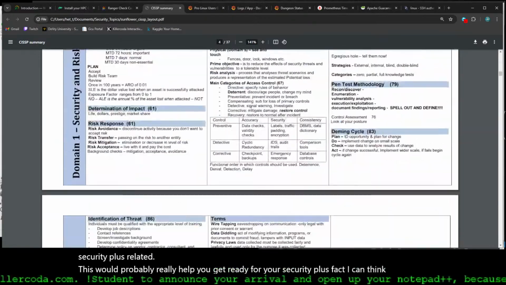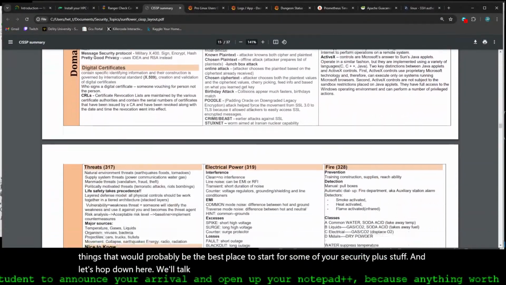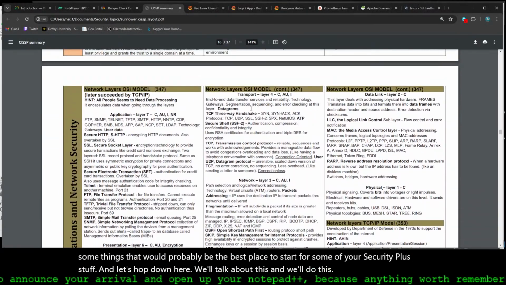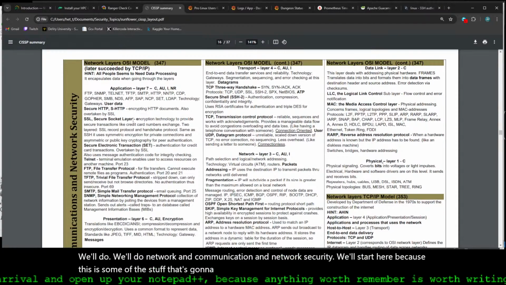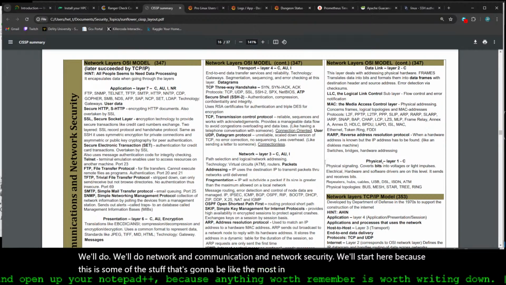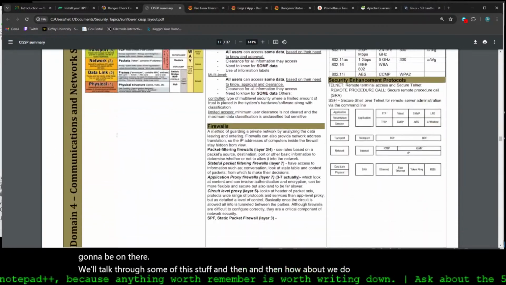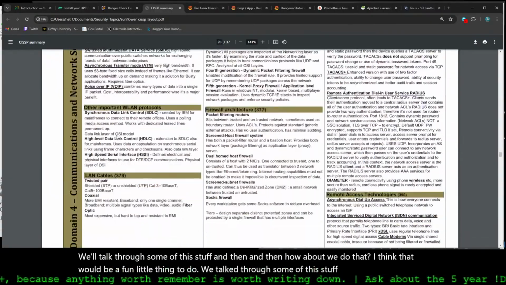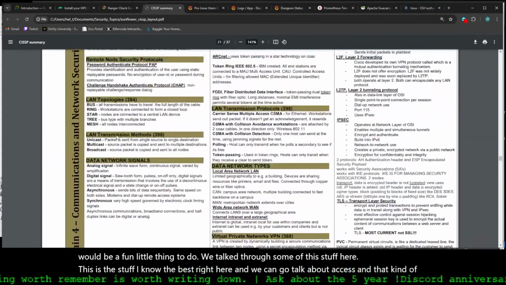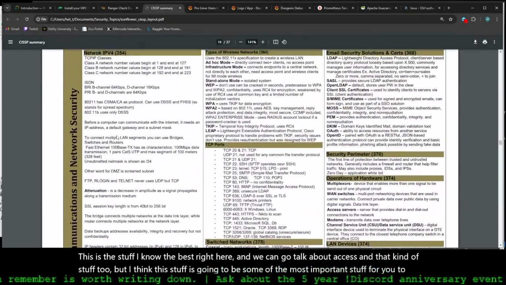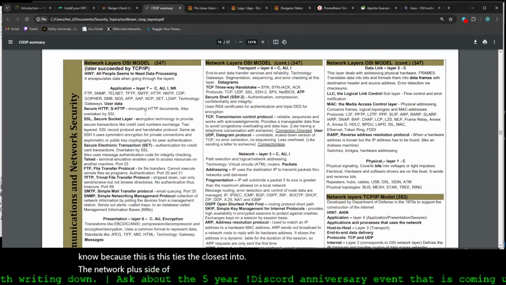In fact, I can think of some things that would probably be the best place to start for your Security Plus stuff. Let's hop down here. We'll do network and communication and network security. We'll start here because this is some of the stuff that's going to be the most in depth as far as what's going to be on there, and we'll talk through some of it. Plus, this is the stuff I know the best. Then we can go talk about access and that kind of stuff too. But I think this will be some of the most important stuff for you to know, because it ties the closest into the Network Plus side of security as well. So I think we can talk about that a little bit.